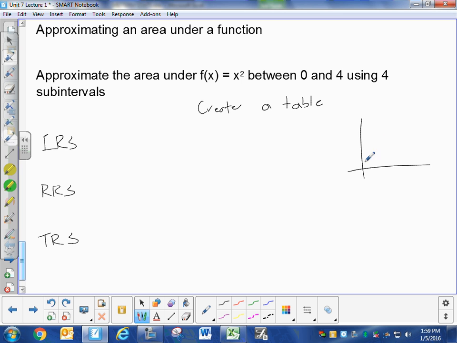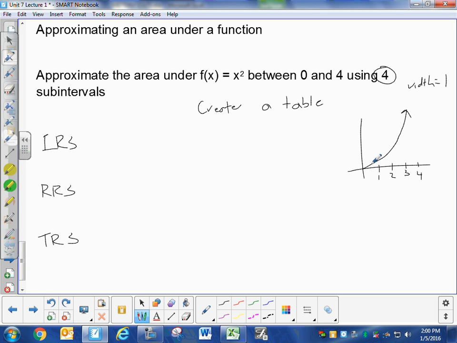Maybe a sketch on the side just to help us. Here's x squared between 0 and 4. If I'm using 4 subintervals between 0 and 4, what is the width of each of my subintervals? 1. Okay, so from 0 to 1, from 1 to 2, 2 to 3, 3 to 4. 4 objects, 0 to 4, we know my width is 1. That is number 1. That's always the step 1, figure out your width.